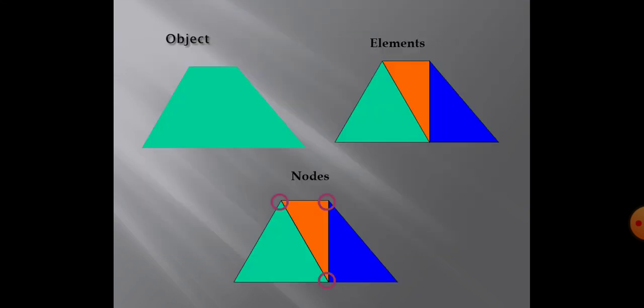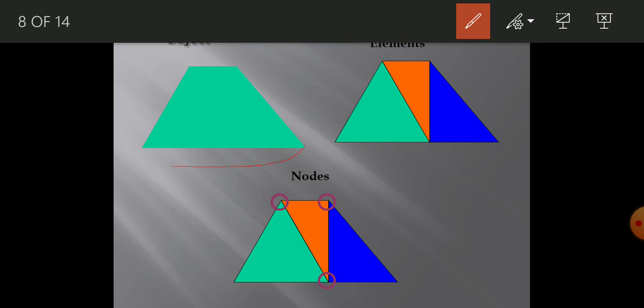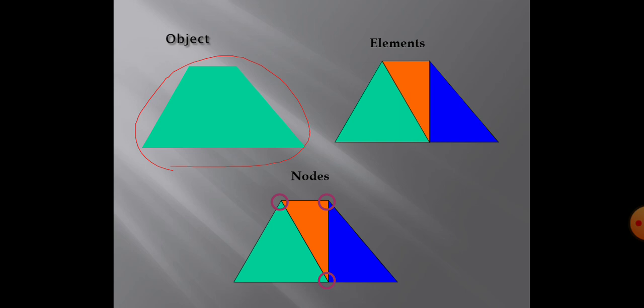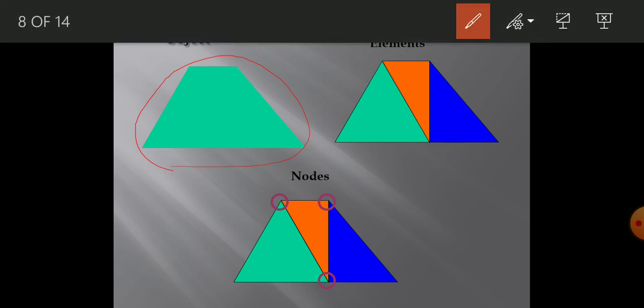Then next is what is object, element and node. You can see this is the whole object, and this whole object is further divided into sub elements, that is finite element. It is divided into three elements, and where those three elements are connecting to each other, that is called nodes. So this object is subdivided into elements, that means it is the discretization of this object, and where those three elements are connecting to each other, that point is called nodes.